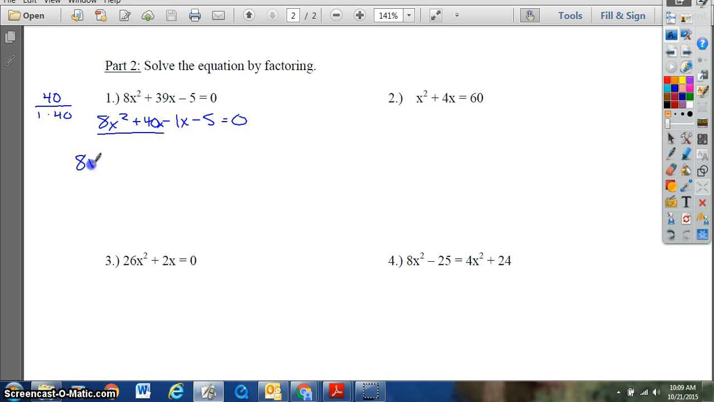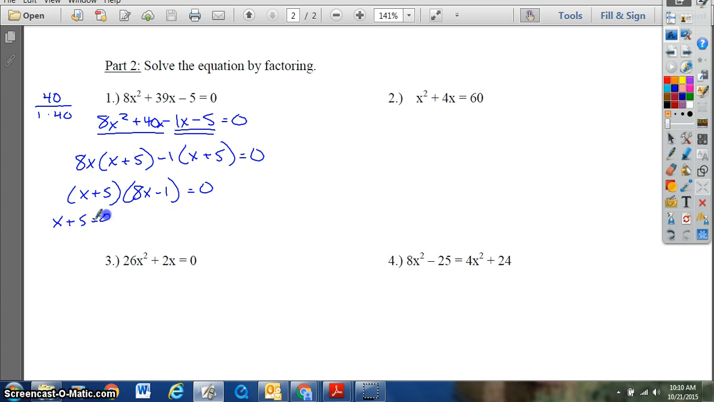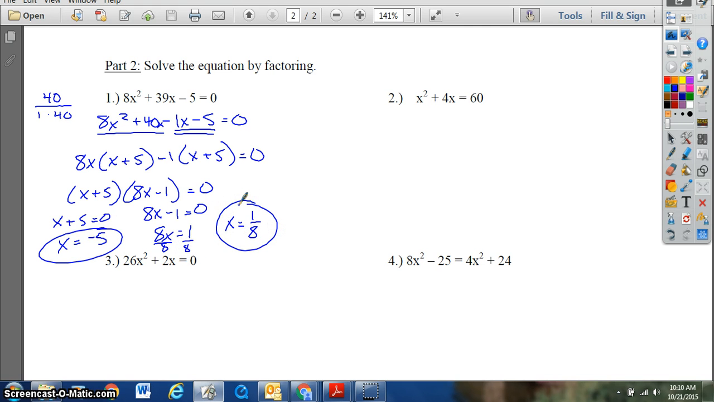GCF of these two is 8x. So I'll leave you with x plus 5. GCF of these two is negative 1. That will then leave you with an x plus 5. So, x plus 5 times 8x minus 1 equals 0. When x plus 5 equals 0, x is negative 5. That one's finished. 8x minus 1 equals 0, so 8x equals 1. Divided by 8, x is 1/8. Those are your two solutions.